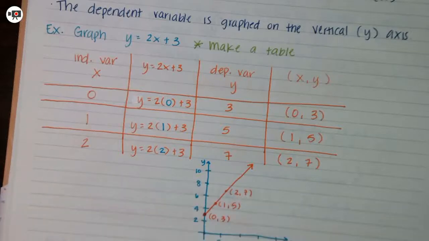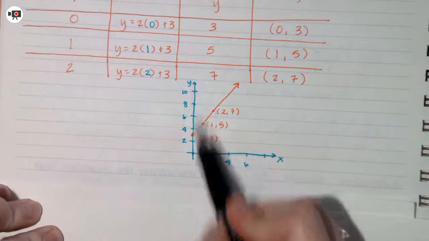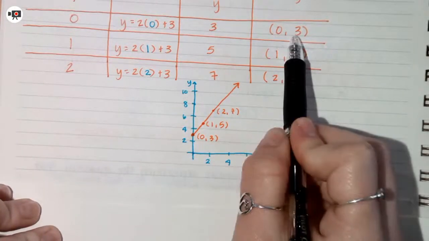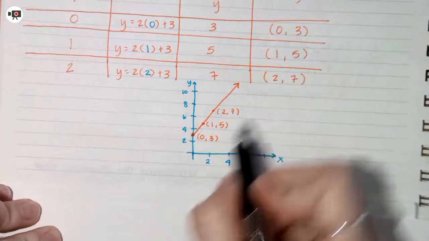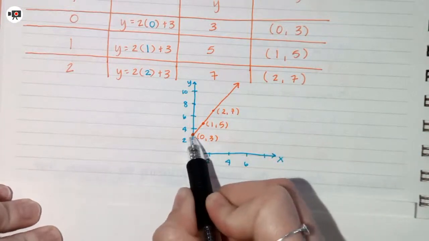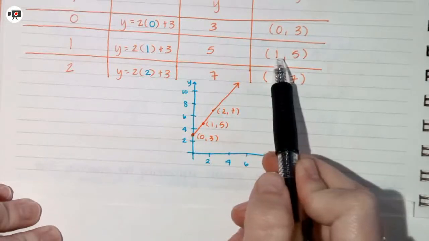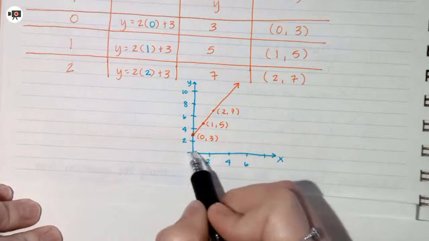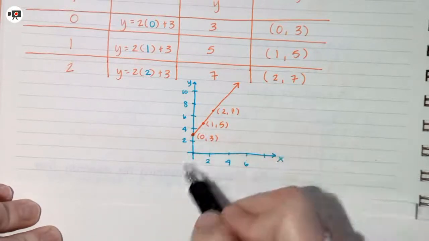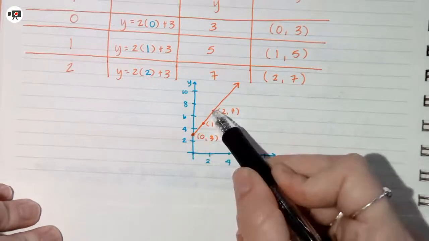Then I'm going to make a little coordinate plane here. And I'm going to put my points. 0, 3. So this is my x. So on my x-axis, I go side to side 0, and then I go up to 3. Put a dot. For my next point, 1, 5, I go side to side 1, up to 5. And for 2, 7, go over to 2, up to 7, and then I have 3 points.